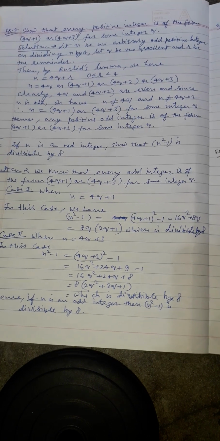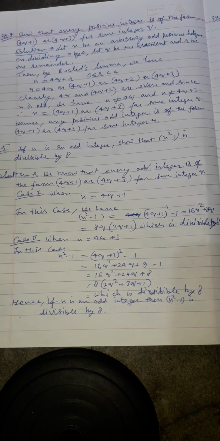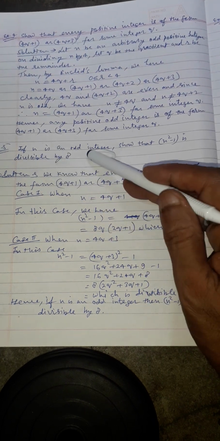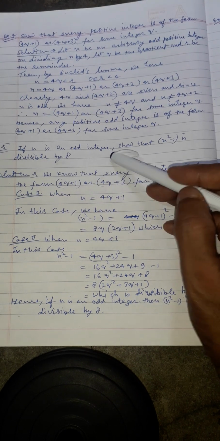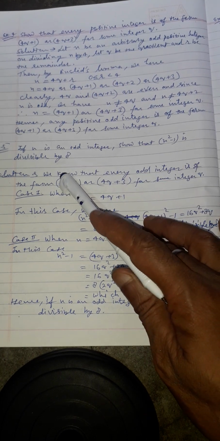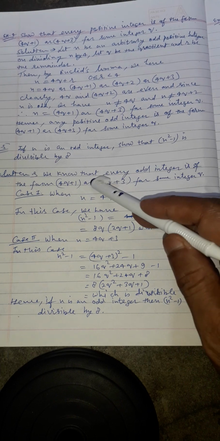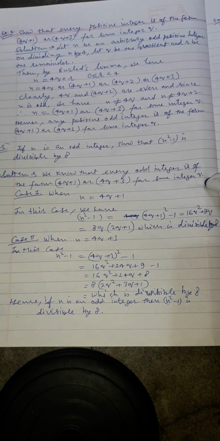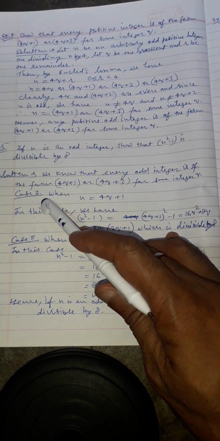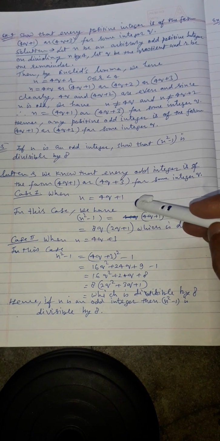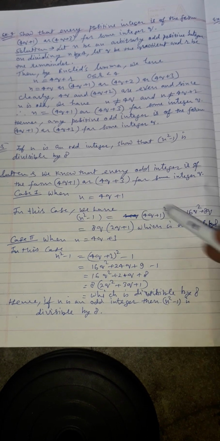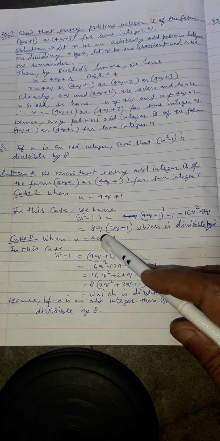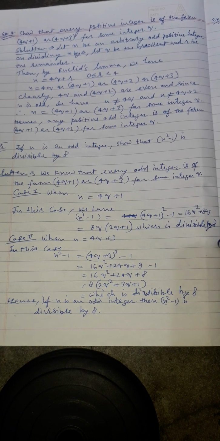Next sum. Example number 5. If n is any odd integer, show that n square minus 1 is divisible by 8. By solution, we know that every odd integer is of the form 4q plus 1 or 4q plus 3 for some integer q. Case 1: when n is equal to 4q plus 1. In this case, n square minus 1 is (4q plus 1) whole square minus 1, which is equal to 16q square plus 8q. We take out 8q, giving 8q times (2q plus 1), which is divisible by 8.